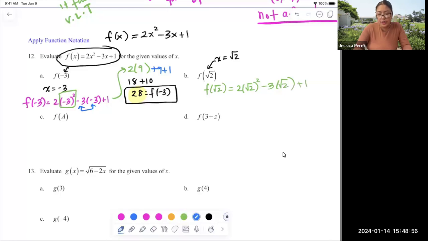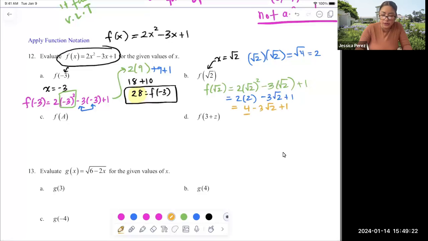Now, here we'll have 2 times, well, what's the square root of 2 times the square root of 2? When you have two radicals, they cancel out. We get the square root of 4, which is equal to 2. So that goes in here, minus 3 root 2. There's nothing you can do there. And then plus 1. So you bring it down, and you're going to get 4 minus 3 root 2 plus 1. The only thing you're left to combine are the numbers that do not have a root. So that's 4 plus 1, that's a 5, minus 3 root 2. And that is our answer.